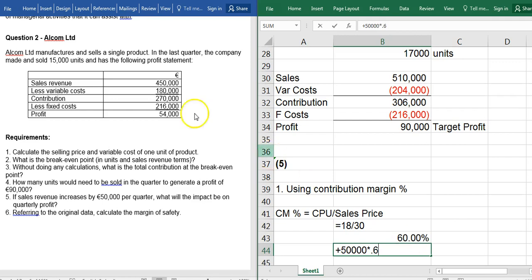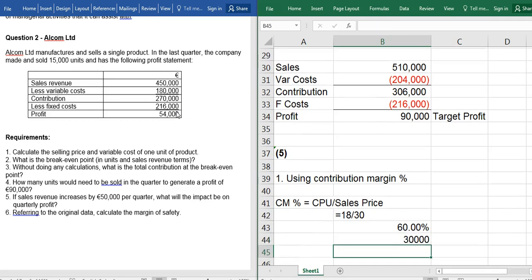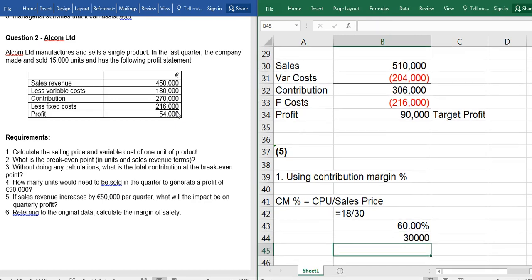Because remember, fixed costs won't change, so whatever you increase your contribution by, you'll increase your profit by, because fixed costs are a flat figure each period. So if we increase our sales by 50,000, 60% of that will fall to contribution, so that means an extra 30,000 in profit as well. Because your fixed costs don't go up, whatever increase you have in contribution will be the increase in profit. And it's no harm to prove that as well.